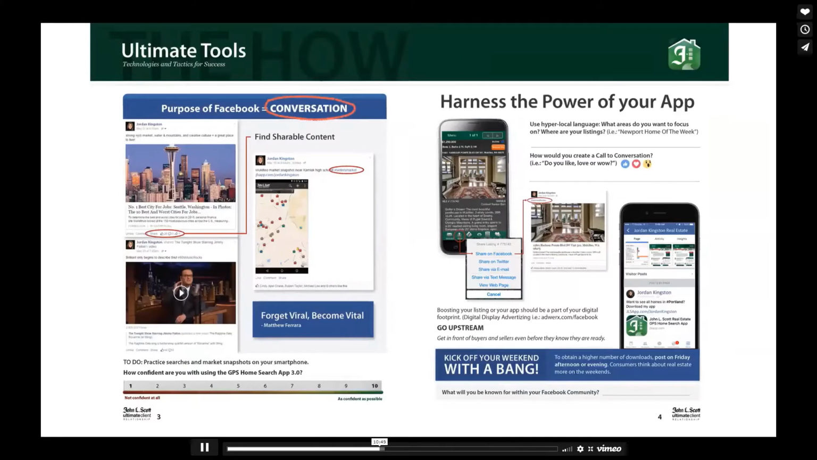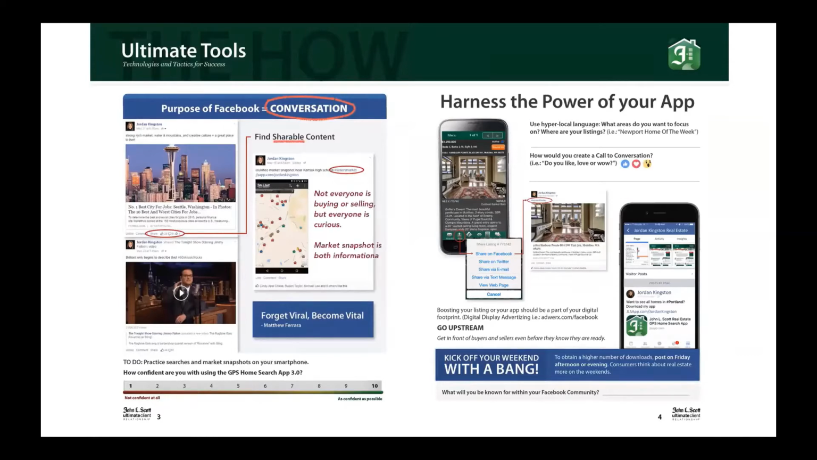Now, finding shareable content is cool. We already talked about in book one about market snapshots. Really powerful. You can take a market snapshot and you can share it. Now, not everyone's buying or selling, but everyone is curious. So a market snapshot's both informational and graphical. It's an image. You don't have to know much about real estate to look and see browns and reds against the other colors and know, okay, more people are selling than buying, or more people are buying than selling. Put a little explanation, creates an image. You put the hyperlink to your app. That's a great shareable piece on Facebook.